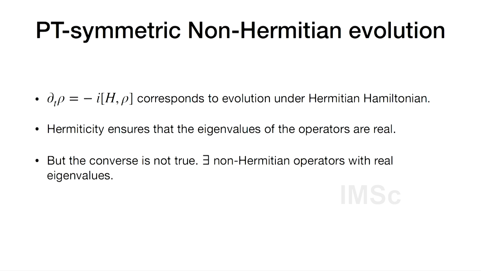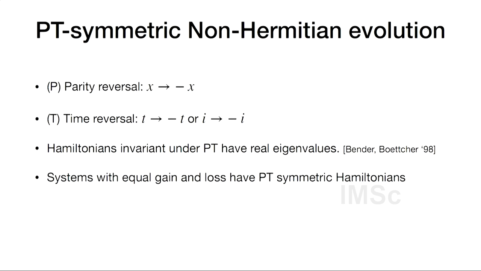There do exist non-Hermitian operators which have real eigenvalues, and they are exactly those operators which are invariant under the subsequent action of parity and time reversal operation. So these are PT-symmetric operators. PT-symmetric Hamiltonians, for example, will have real eigenvalues even if they are not Hermitian, right?